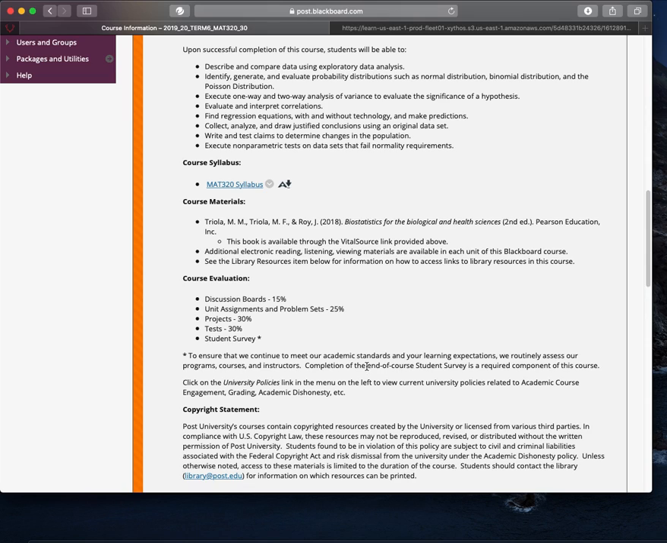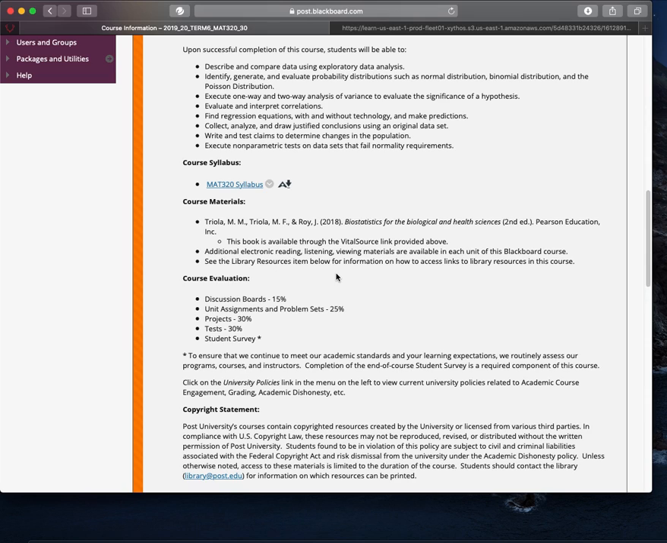And the evaluation for your grade for this class: 15% will be discussion boards, 25% the unit assignments and problem sets. I should probably note that only technically one assignment is considered a unit assignment. The rest will just be problem sets. The projects, note the S, are worth 30% of the grade. There are 2 projects, split between Unit 1 through Unit 4, and then 5 through technically 8.